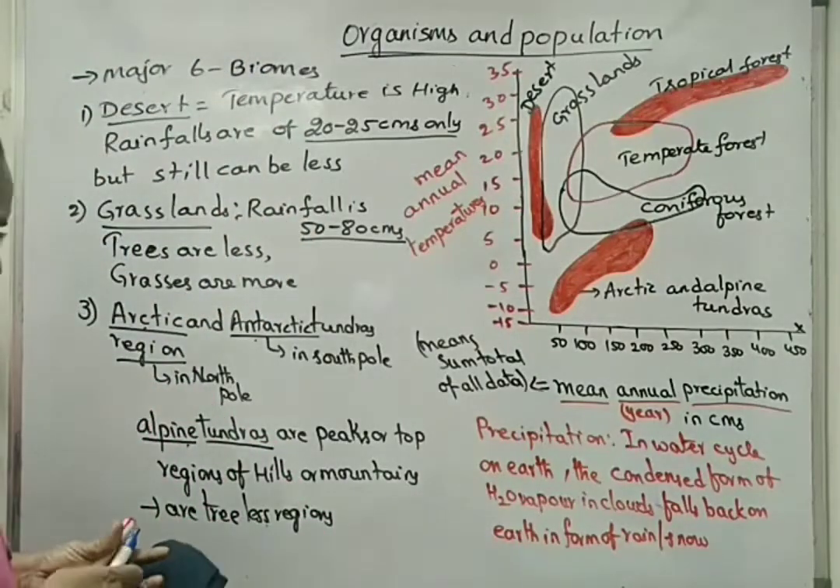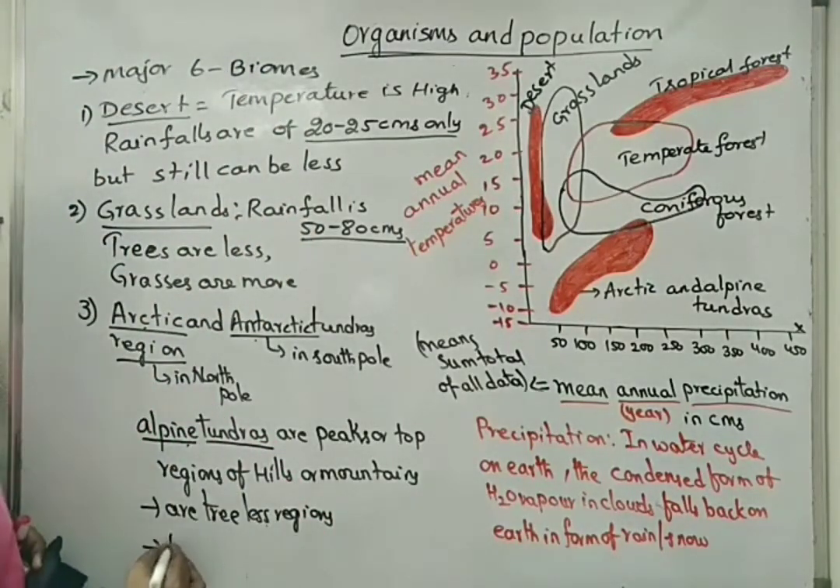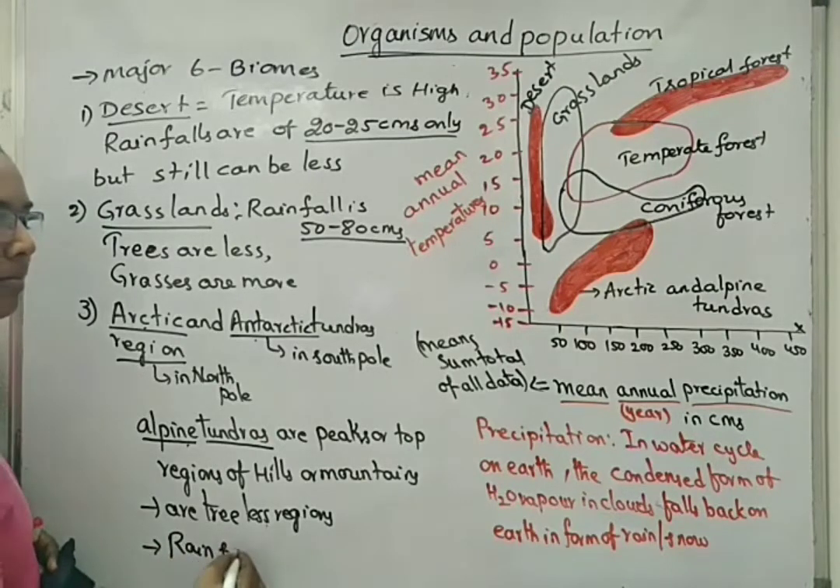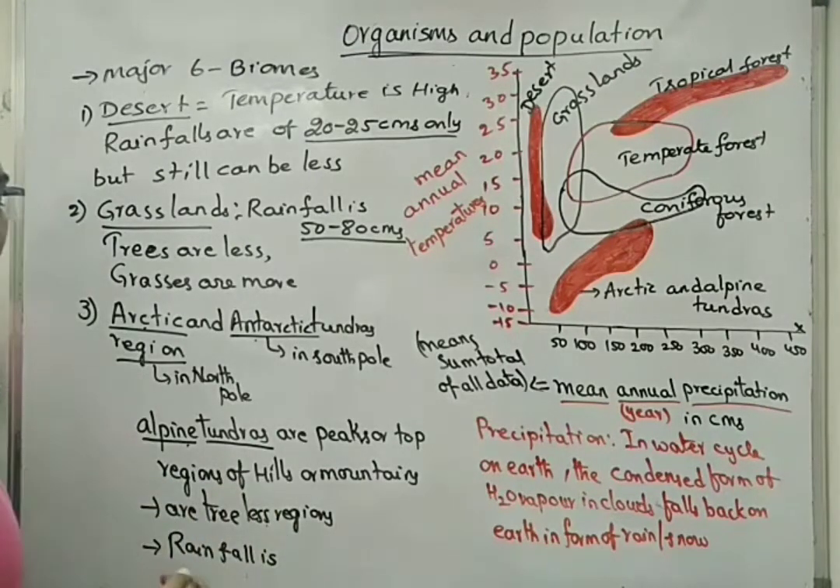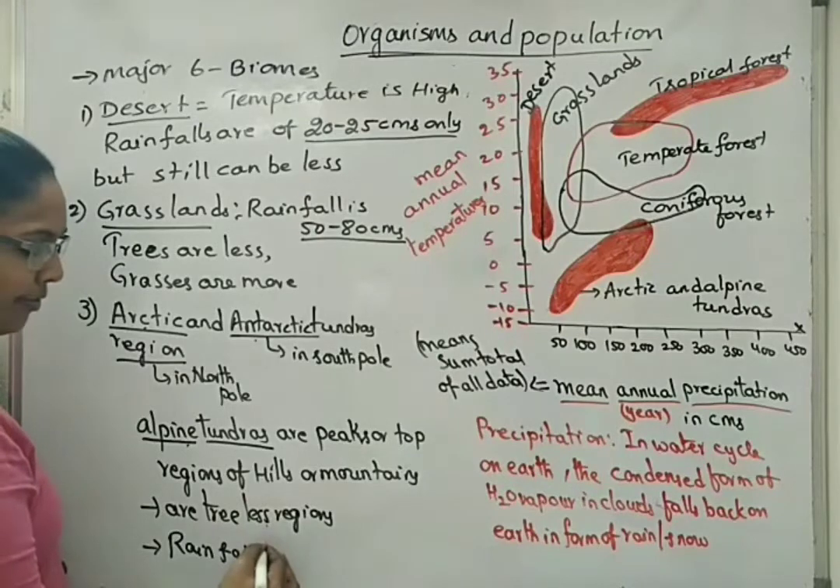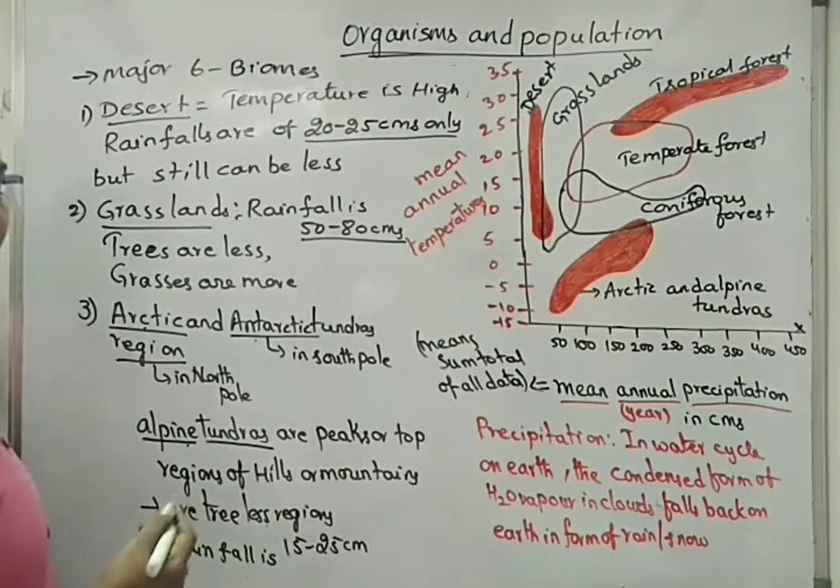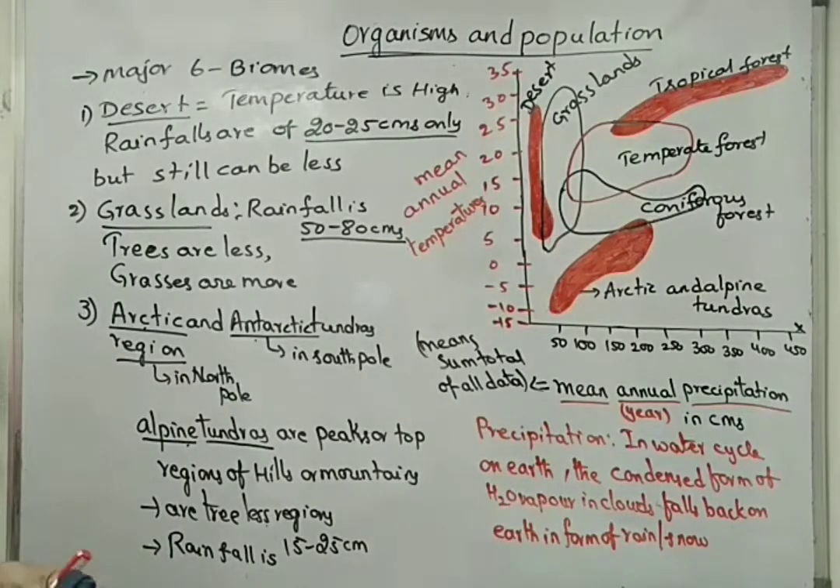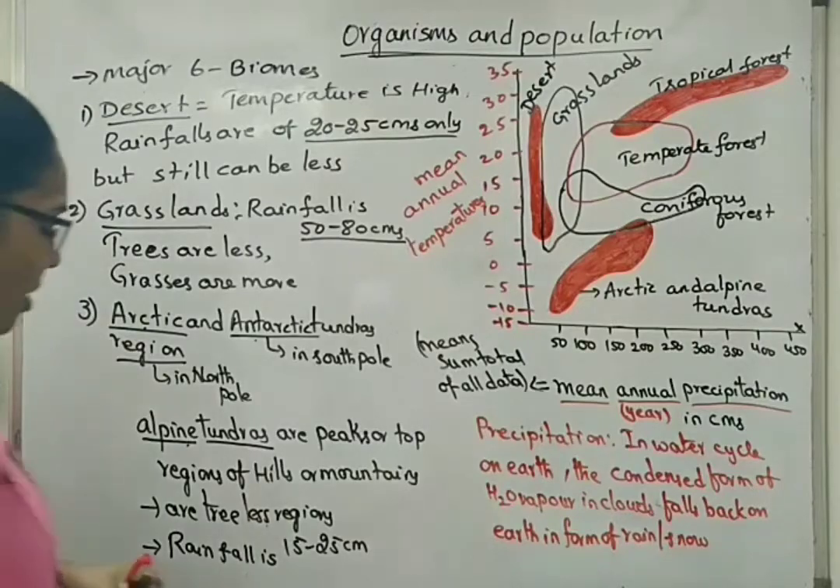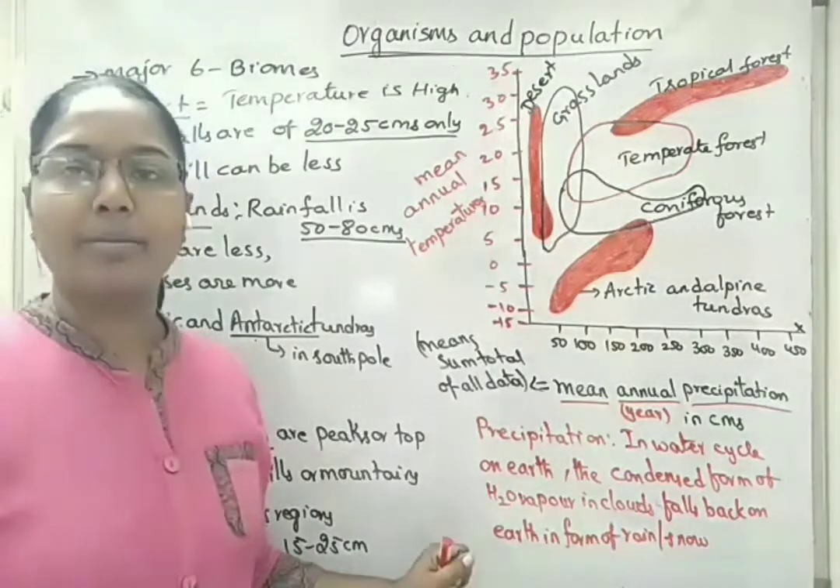Here the rainfall is 15 to 25 centimeters in Arctic and Antarctic regions, 15 to 25 centimeters in the polar regions. Mostly here the area is covered by snow.